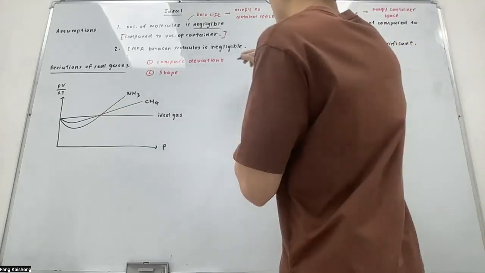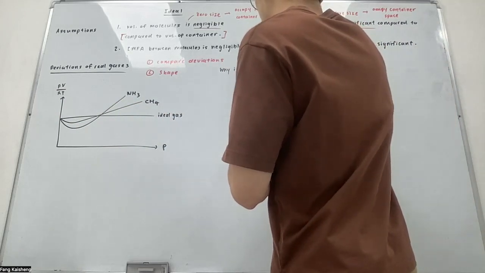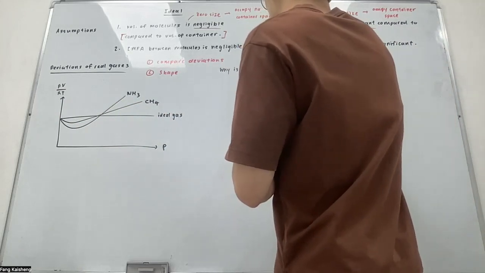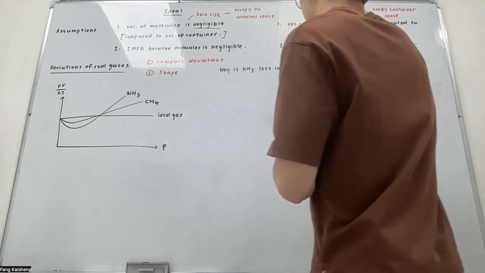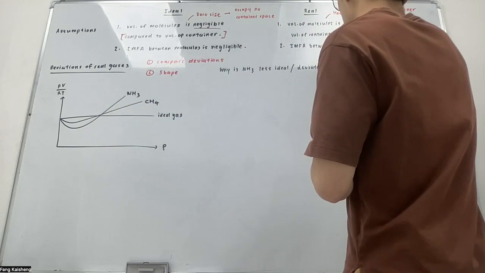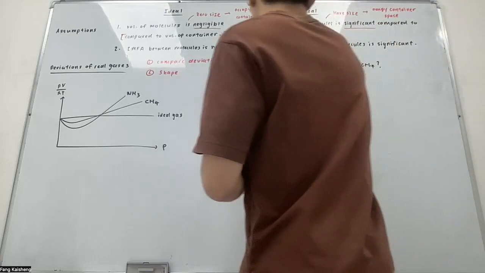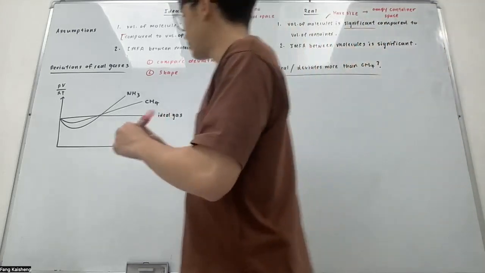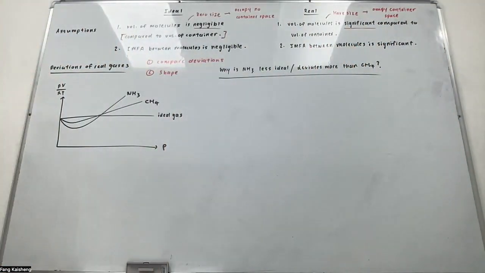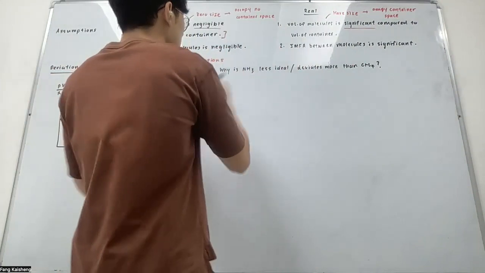Okay, so I want you all to write down this question. Why is NH3 less ideal, or in other words, it deviates more, right? Then CH4. So this is a common question in the exam. How do we discuss such a question?